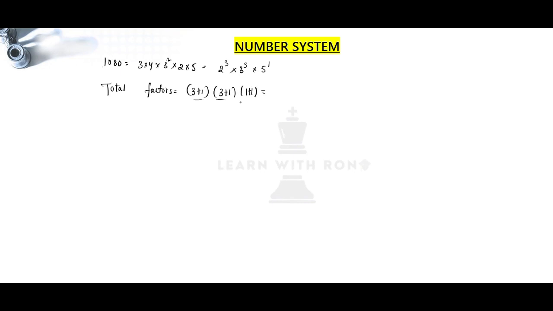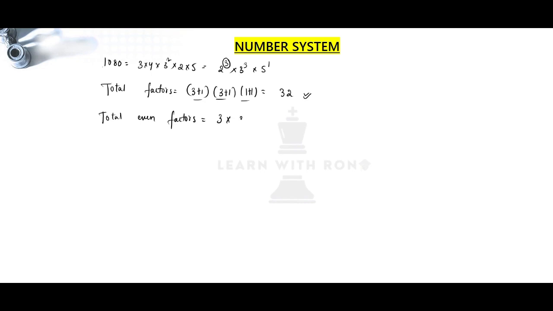So 4 times 4 is 16, 16 times 2 is 32. So 1080 has a total of 32 factors. And the very next question is total even factors. What did I tell you for the even factor? Just write the number p without plus 1.